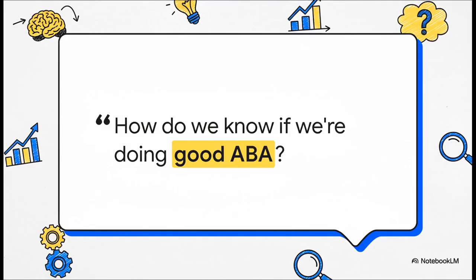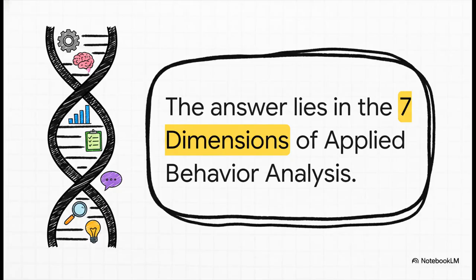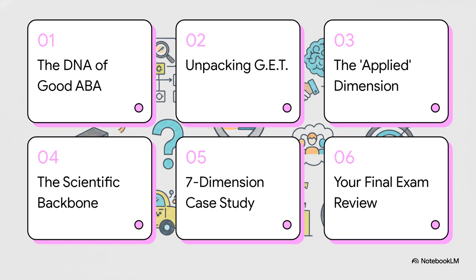So, where did all this come from? Well, it all goes back to this simple but incredibly powerful question posed in a landmark paper way back in 1968. Their answer gave our entire field a quality control checklist that is just as relevant today as it was then. And that answer is these 7 dimensions. You can think of them as the very DNA of effective ethical behavior analysis. Mastering them isn't just about memorizing facts for the test, it's about understanding the core of what we do and why it works.